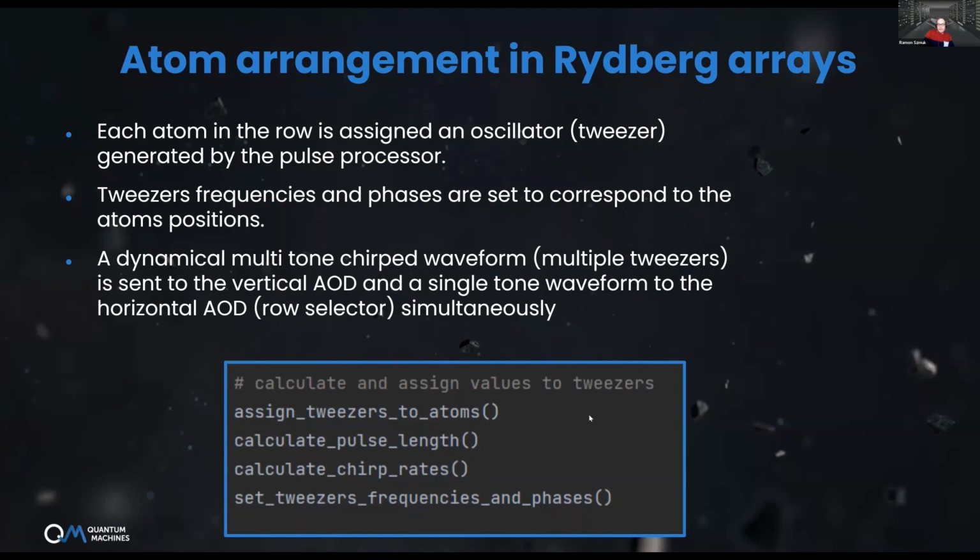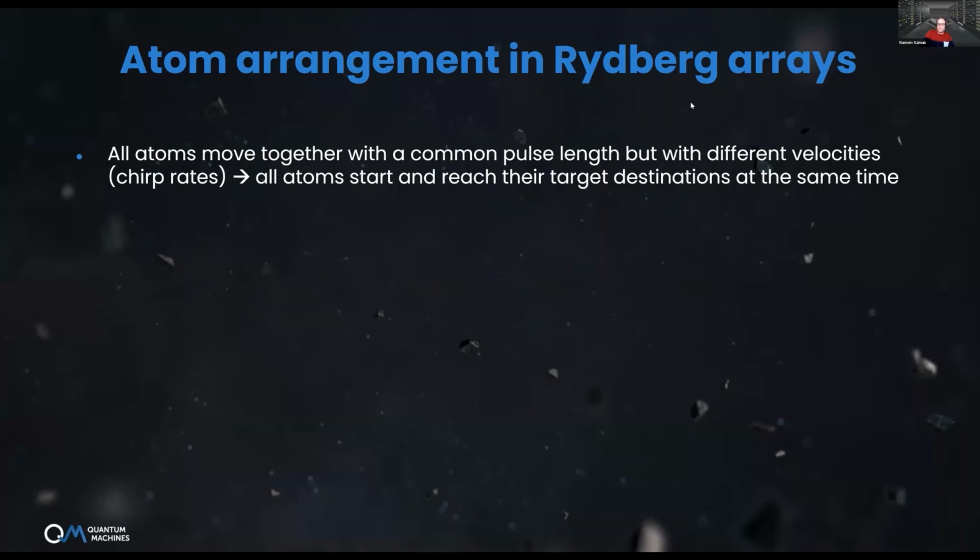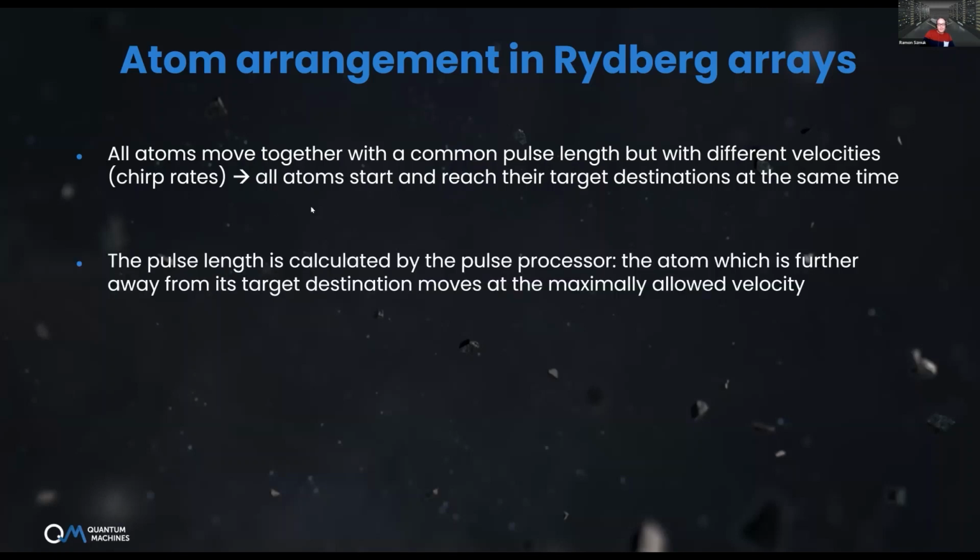The actual play of the arrangement pulse is quite straightforward. So just let's recap. All atoms move together with a common pulse length, but with different velocities. Yes, the pulse length is calculated by the pulse processor. The whole calculation takes something on the order of 10 microseconds, again, because there isn't really a waveform to generate here. We're just calculating the parameters required to generate the waveform on the fly by the pulse processor, you see. And so that's why the calculation time is much shorter.